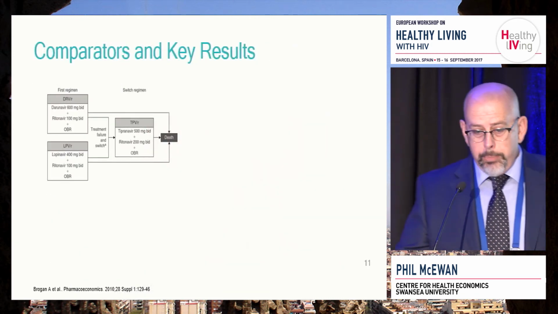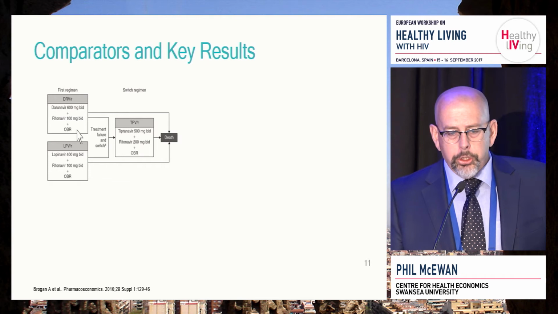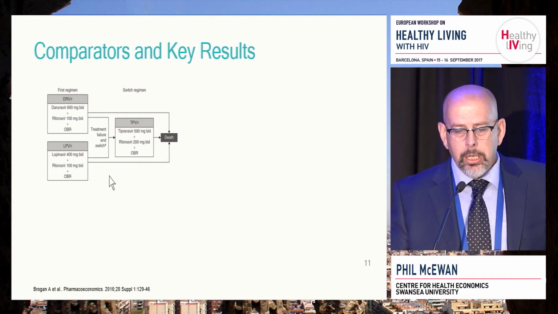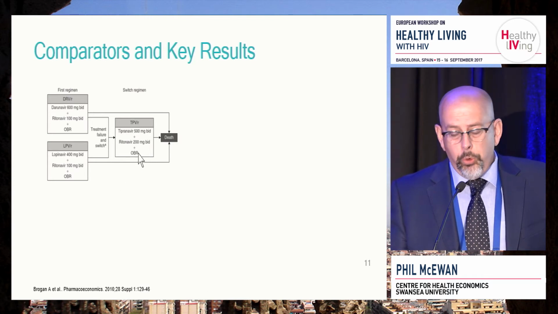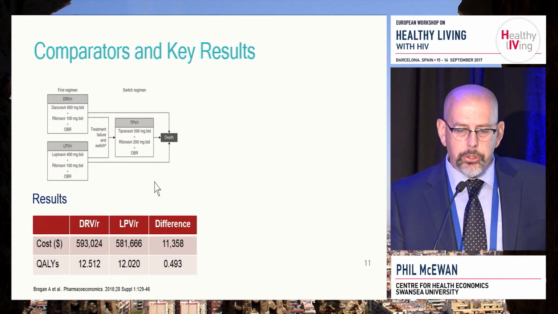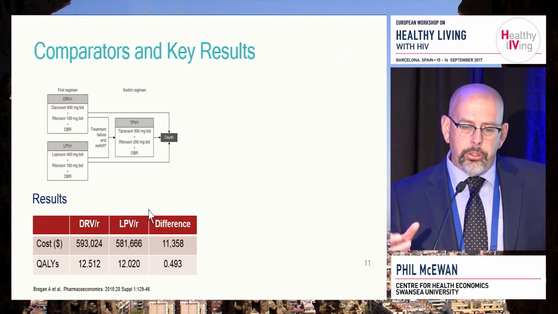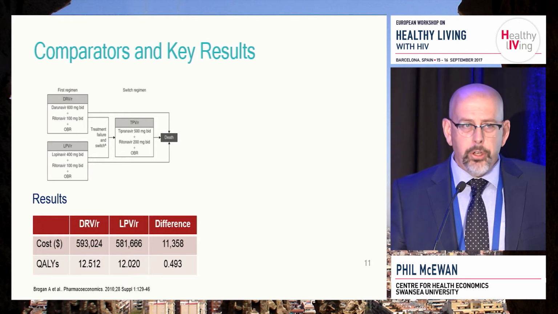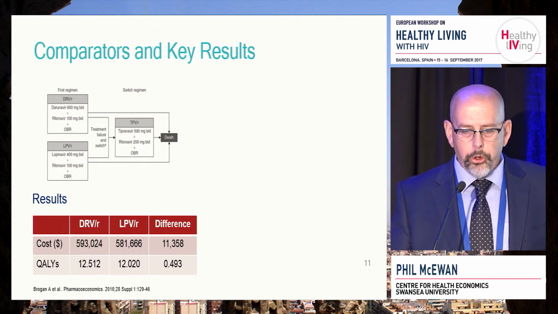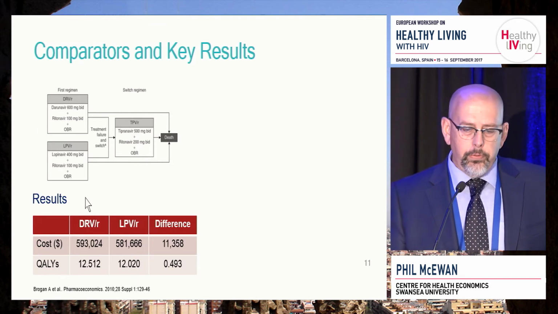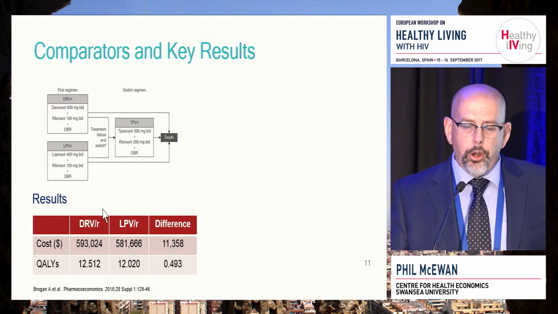This particular study by Brogan and colleagues looked at darunavir versus lopinavir and compared it over a lifetime with a rescue therapy, running it through a model as shown in the previous slide. The difference in efficacy, as I recall, was around 70% versus 60% achieving virologic suppression, that kind of order of magnitude. And the difference in patients achieving suppression drove an overall difference in cost.